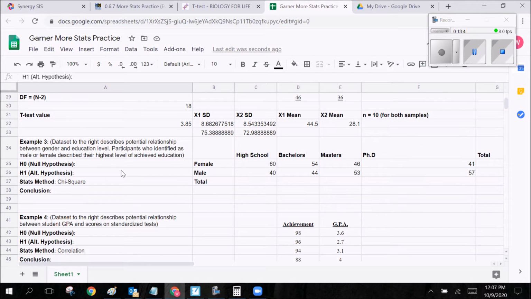Okay, now going on to our chi-square. Now our chi-square is going to be comparing two qualitative variables.